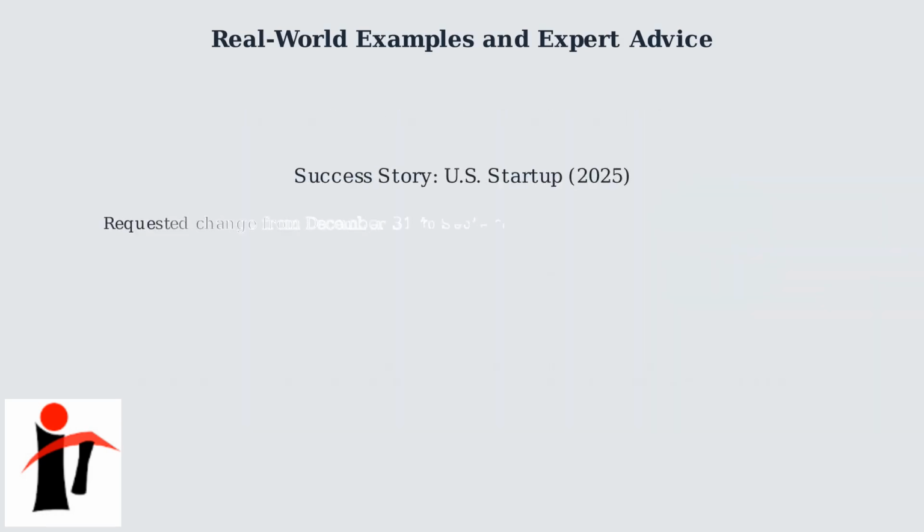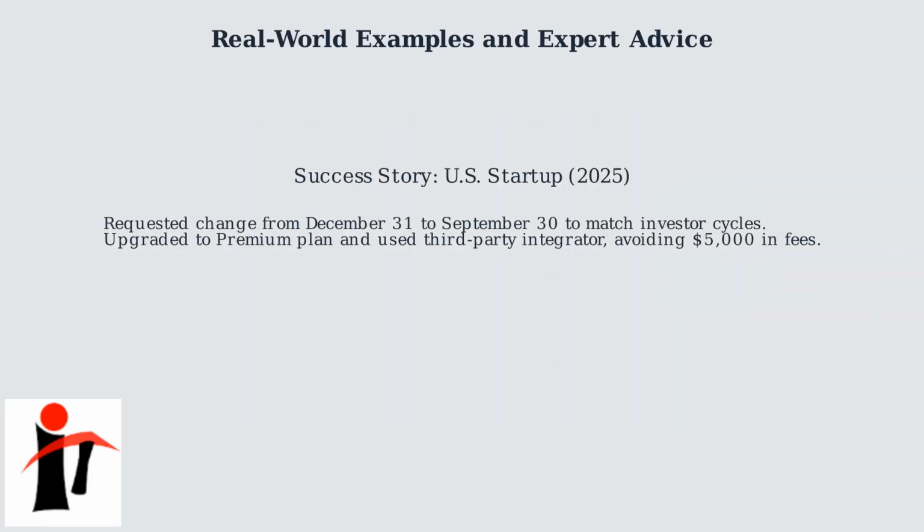In 2025, a U.S. startup on Xero's starter plan sought to change their fiscal year from December 31st to September 30 to align with investor reporting cycles. Initially denied due to transaction history, they upgraded to the premium plan and used a third-party integrator, successfully avoiding $5,000 in external accounting fees.